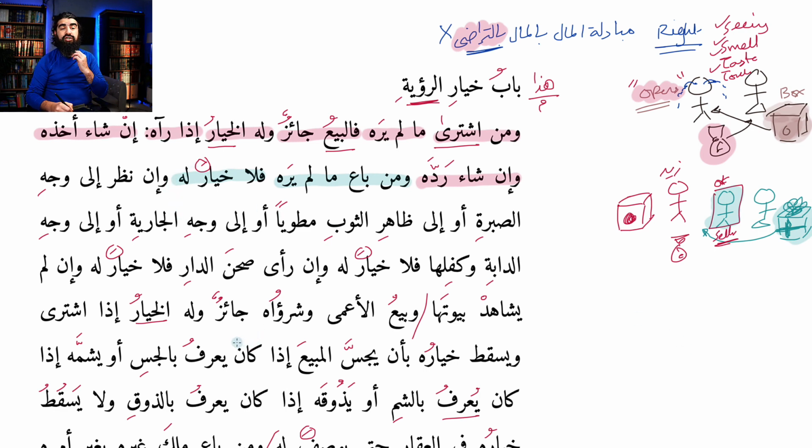In fact, there was actually a story in the time of the Sahaba where a person sold a garden to someone else, like a piece of land. And it was actually Uthman radiallahu anhu.